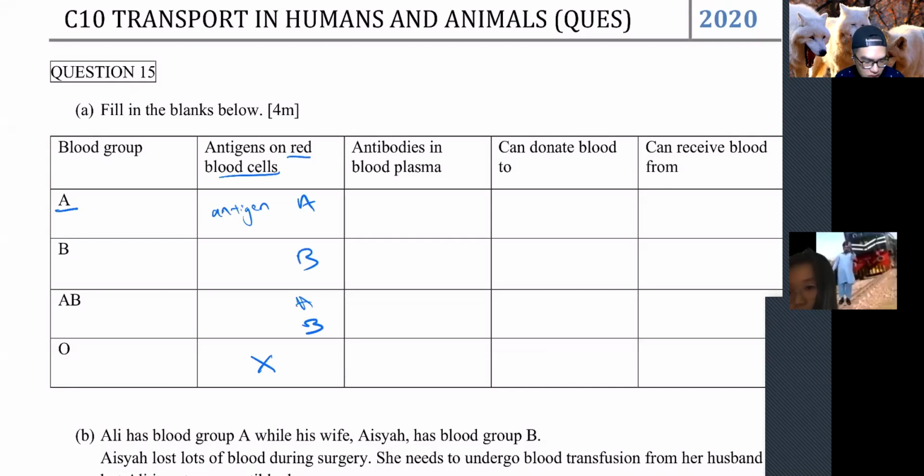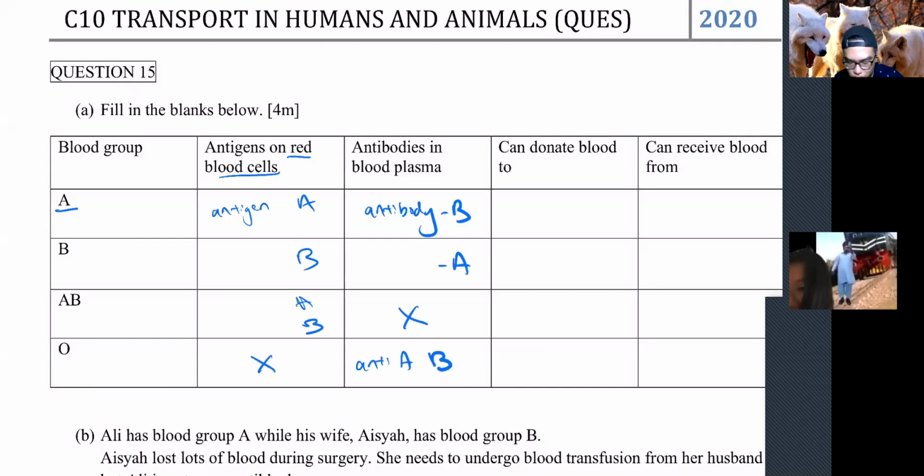So for antibodies, of course, for A you have antibody B, so A fights B. If you're B, you fight A. But for AB, you have no antibody. For O, you have anti-A and anti-B.